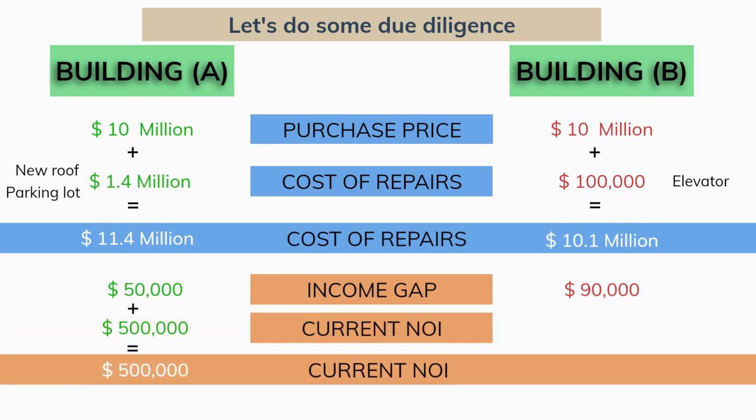We see that Building A is going to cost more to buy, but it also generates more NOI than Building B. So should we spend more to get more income? Which property is the better buy? It's not as obvious as when we first looked at them.